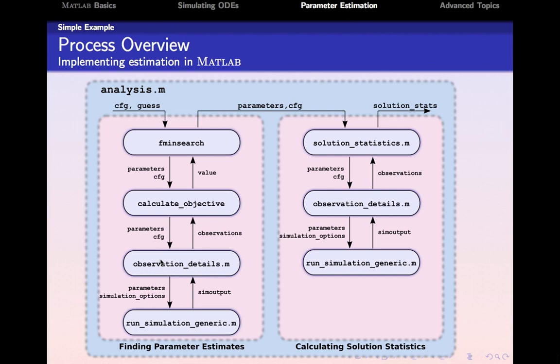Observation details is a function that you have to create as a user, and what that does is it sends back a data structure called observations, and observations is expected to have a very specific format. This observations data structure will contain the observation times, the actual observations, the model predictions of your observations at those specified times, and it will also contain some model of your variance.